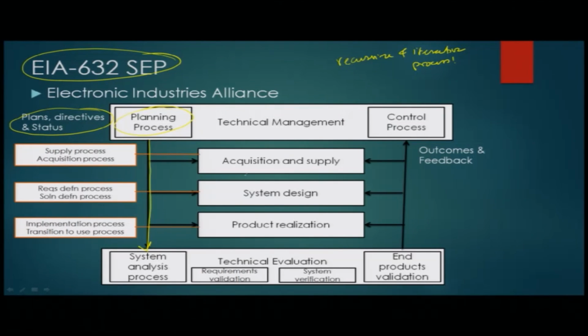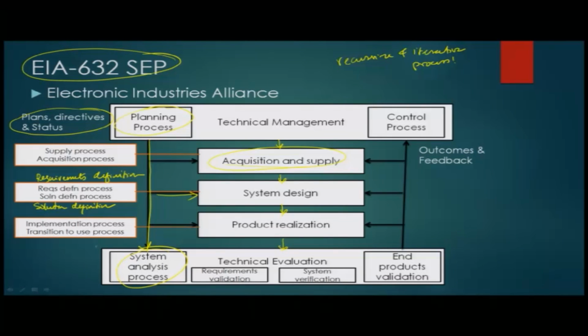where you have the acquisition and supply, where the supply process and acquisition process are part of this. From there you follow down to what we call systems design. So, technical management goes like this through each level, but the first time you actually go from the planning to the system analysis process, where the technical evaluation happens. So, the system design is the requirements definition, as well as the solution definition. You define the solution and define the requirements as part of the system design while going down.